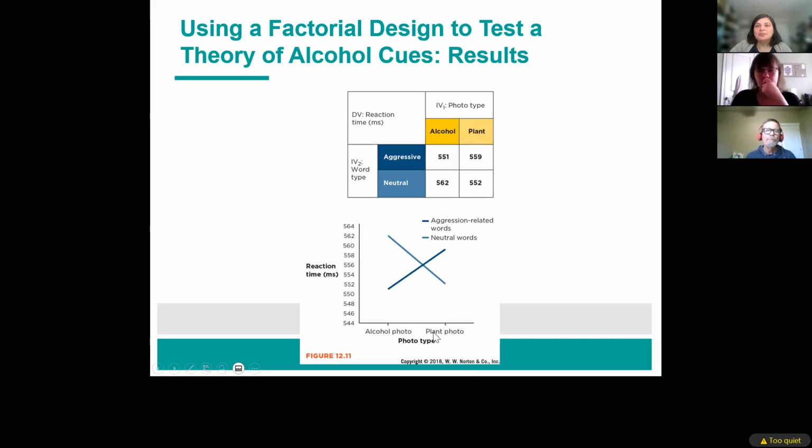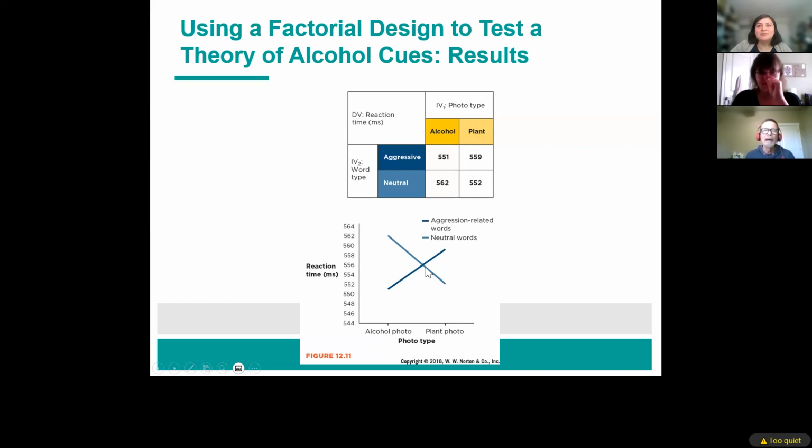So those who viewed the plant photo, what? Among those who saw the neutral words, reaction time was faster in the plant photo condition than in the alcohol photo condition. Perfect. Yeah, okay. This is really hard.